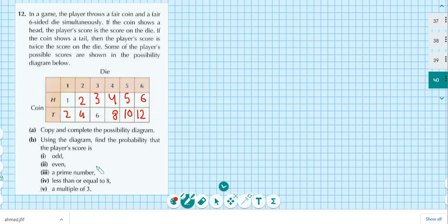Copy and complete the possibility diagram. So I've done this. Part B. Using the diagram, find the probability that the player's score is odd. So part 1.